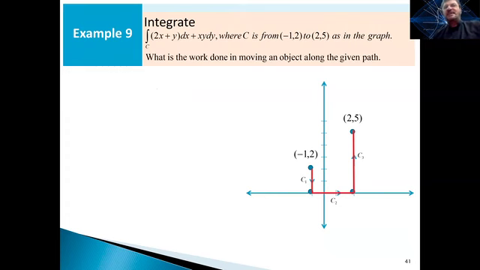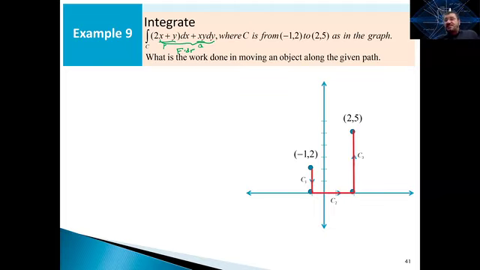Let's see what's happening here, guys. Okay, we have to integrate this. We know that this looks like P dx plus Q dy, so definitely this is F dot dr. This is the work done. What is the work done in moving an object along this? Everything here is F dot dr, a work formula, where C is the movement from (-1, 2) all the way to (2, 5) along this path.